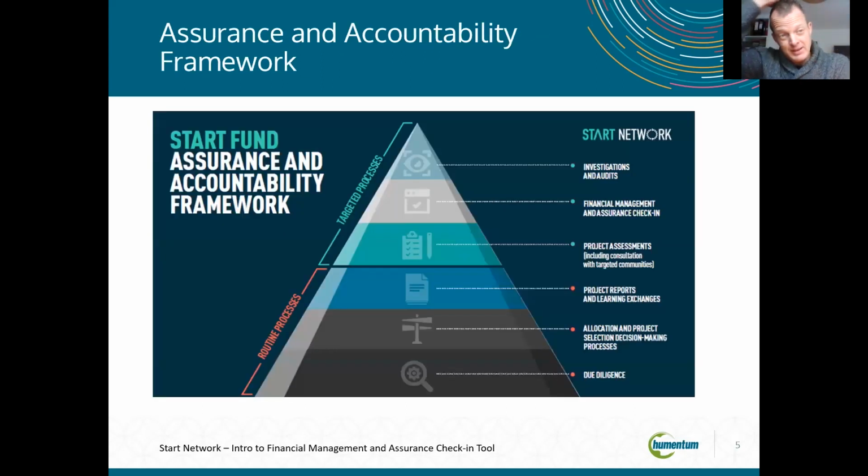So this assurance and accountability framework has been prepared by the Start Fund team. Some of the text is quite small there. I hope you can read it. So this describes what we were just talking about in the previous slide.